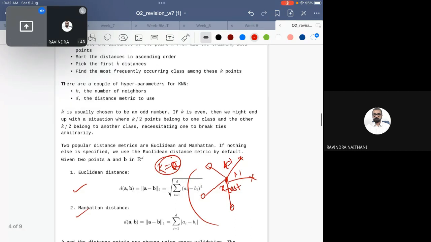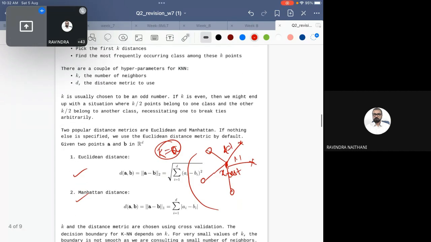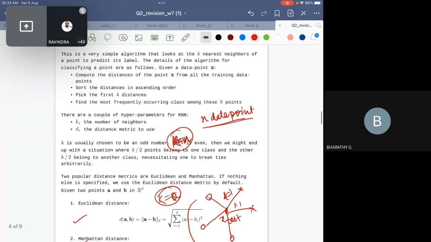So that was KNN. One more thing: let's say you have n data points, and the value of k is equal to n. Then what will happen? Can somebody tell me? If you have k equals n itself, then what will happen?